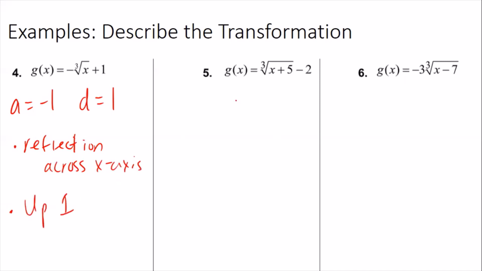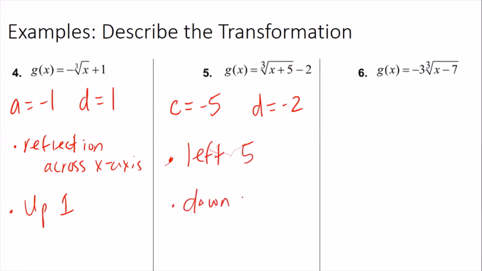All right. 5, what do we have? C, and what is our C? -5. Our X is a liar, and our D is -2. So what happened? We went left 5, and we went down 2. Perfect.